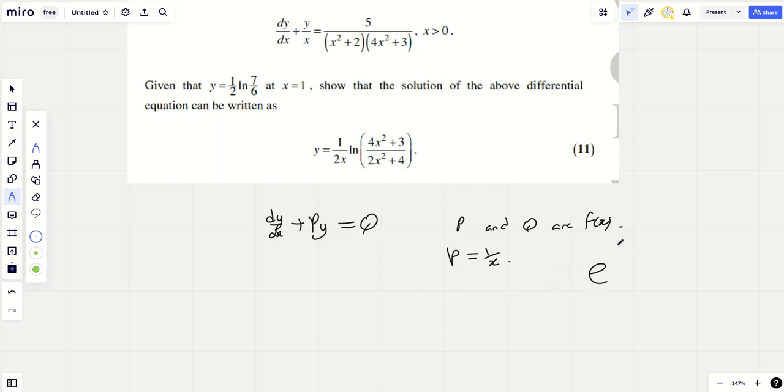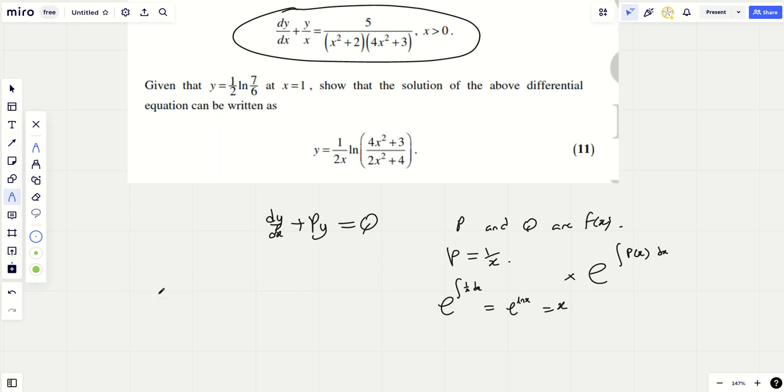And the rule is you integrate P and then raise e to the power of that, basically, and then multiply through by that. That is the integrating factor trick, isn't it? Put a little dx on the end there. So in this case, I do e to the power of the integral of 1 over x dx, and that comes to e to the ln x, and that cancels really nicely to x. I probably should have spotted this anyway, so I'm going to take my original equation, times it by x, and I get x dy by dx plus y equals 5x over this big, horrible product of two irreducible quadratics, as they're called.